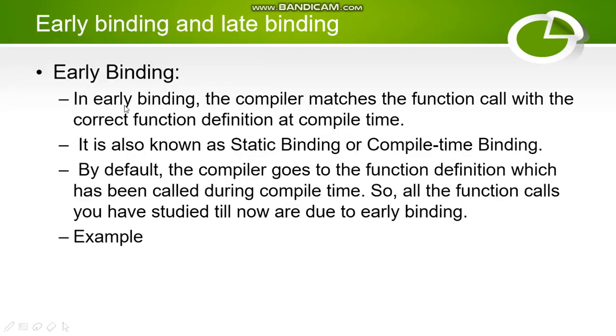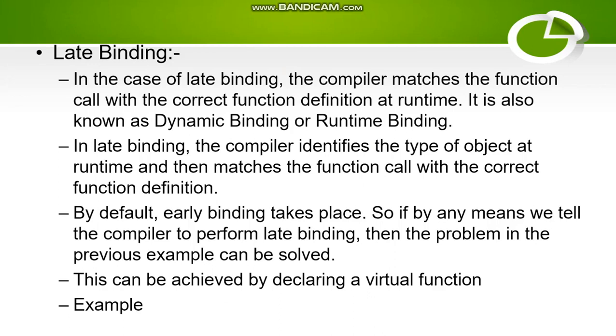Now the next concept is what is meant by late binding. In the case of late binding, the compiler matches the function call with the correct function definition at runtime. The same thing happens as in early binding, the only difference is that in late binding the compiler matches the function call with the correct function definition at runtime, not compile time. It is also called dynamic binding or runtime binding.